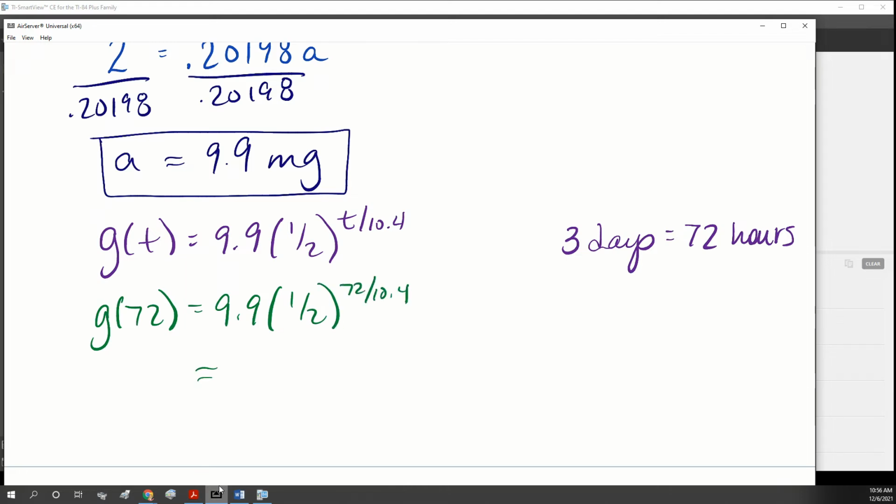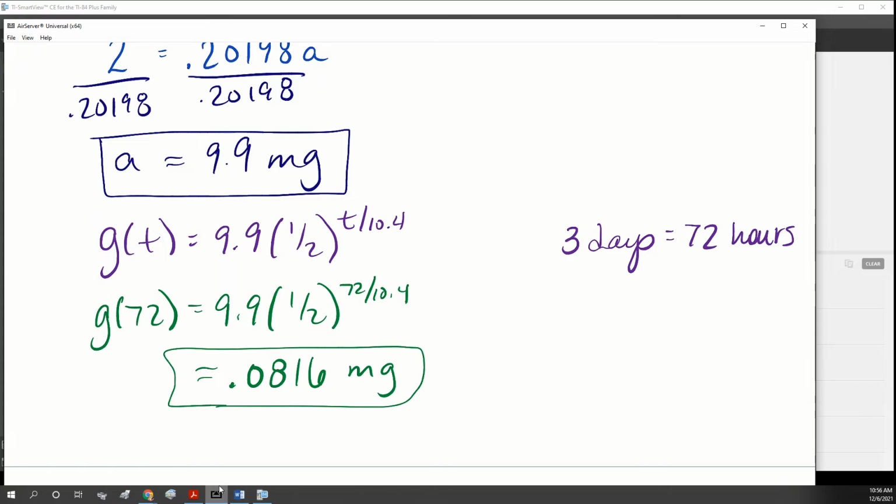All right. And so to stay on time, I'm going to tell you guys you should get about 0.0816 milligrams. So it's almost gone, but it's still hanging in there. A little bit left.